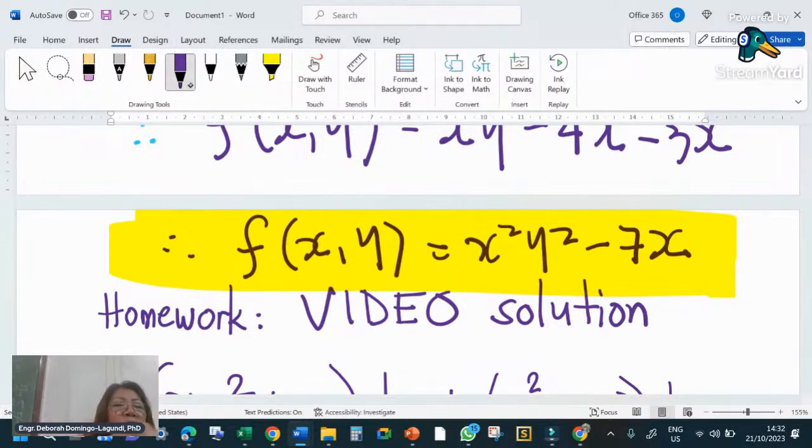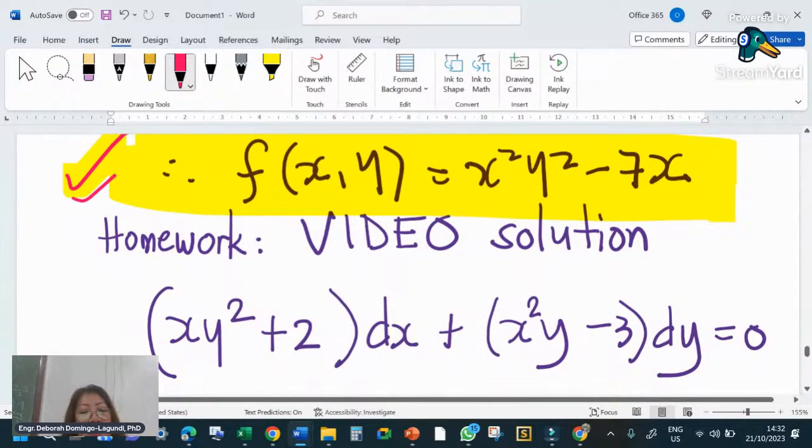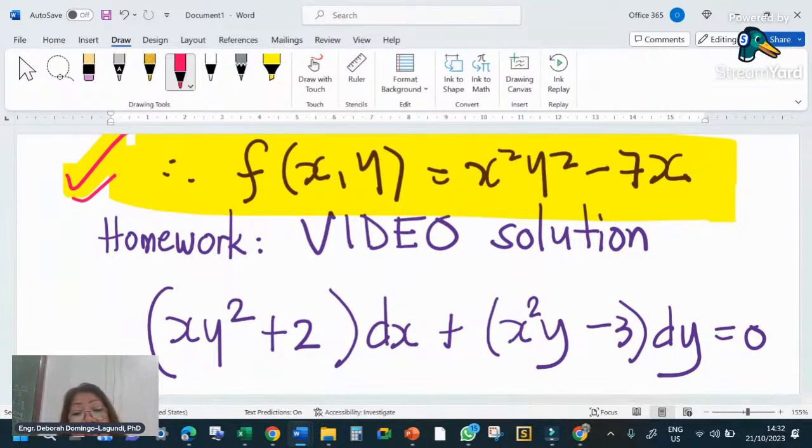Okay. So for your homework, I hope you have understood it. For your homework video solution, you're going to do xy squared plus 2 dx and plus x squared y minus 3 dy.